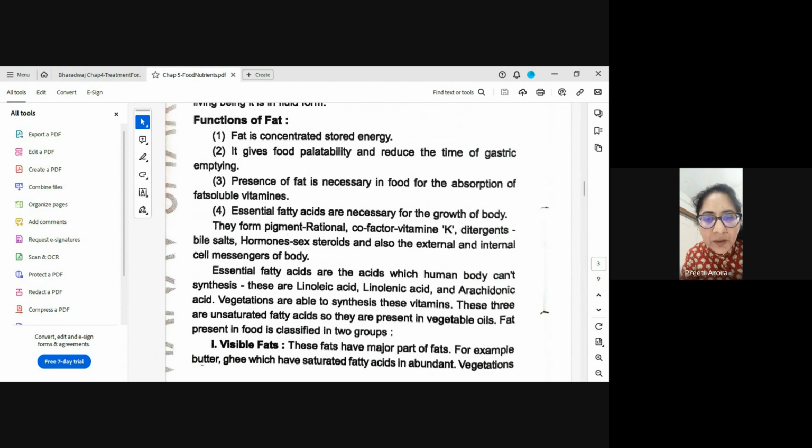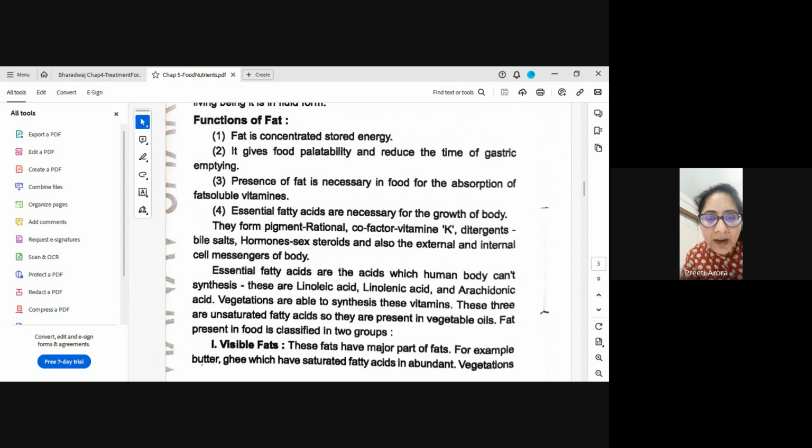Now, supposing fat was not there, then this food will be very sluggish in your stomach. It will not be able to move very smoothly. You have peristaltic movements in your stomach. If you have read that in your book, we have peristaltic movements in the stomach. So if fat is not there, these peristaltic movements will not have a nice momentum. They will not be very smooth. The food will be sluggish in the stomach. It will start forming a lump over there.